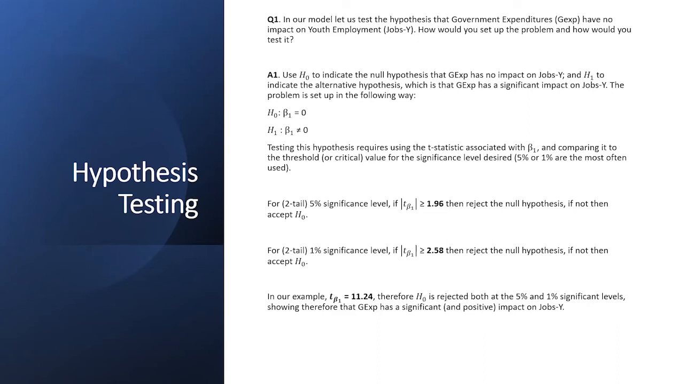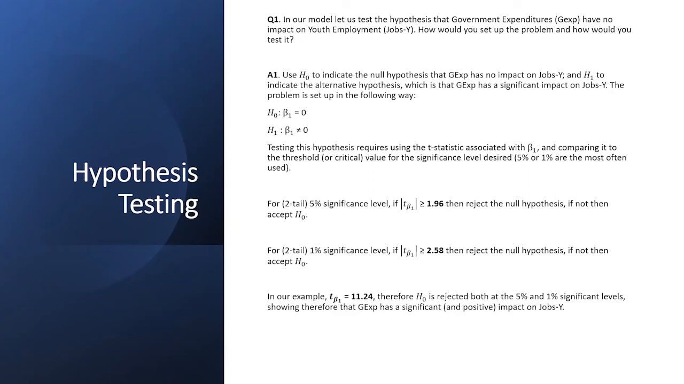Usually, right? So in our example here, the null hypothesis would be that GX has no impact on jobs Y. We would usually use H-naught to indicate the null hypothesis, and we will usually use H1 to indicate the alternative hypothesis. And so the alternative hypothesis here would be that GX has indeed a significant impact on jobs Y.